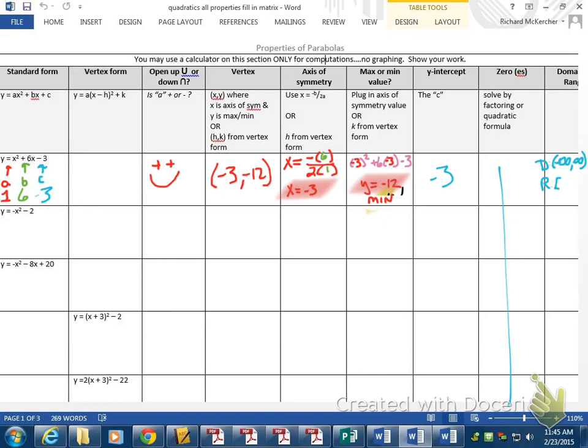The domain of this is all real numbers, because all quadratics always have all real numbers. And then the range, remember, this is the minimum at negative 12, so that means it's from negative 12 up. That's not correct. The range should be negative 12 and up.